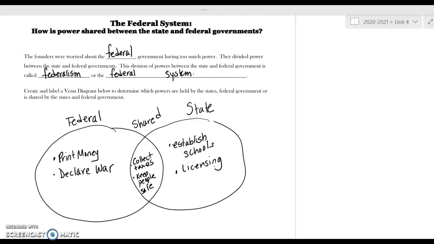There are a lot more powers that the Constitution divides between the federal and the state governments, but I thought we would just do two, so we wouldn't have to write quite so much.